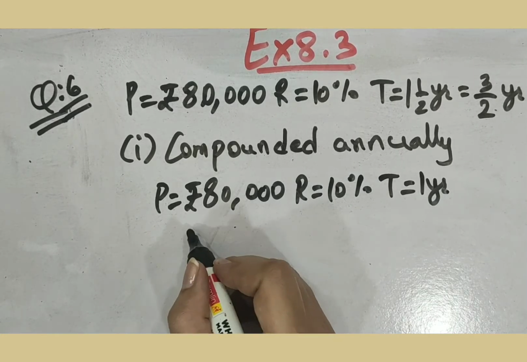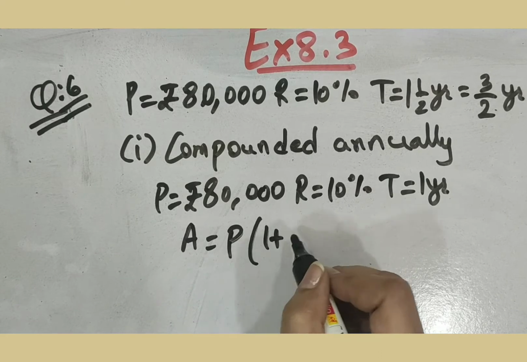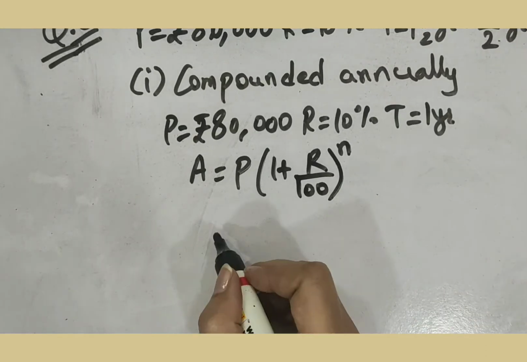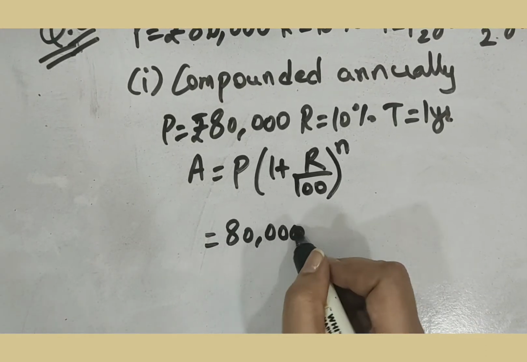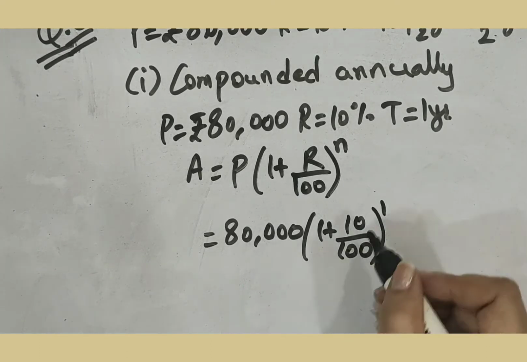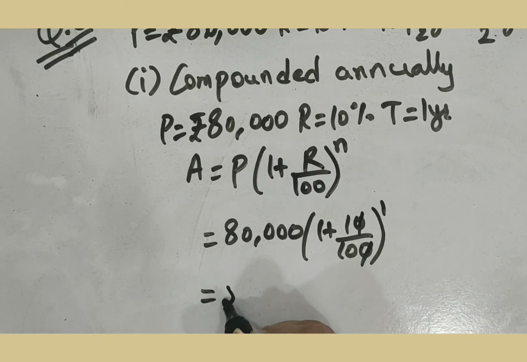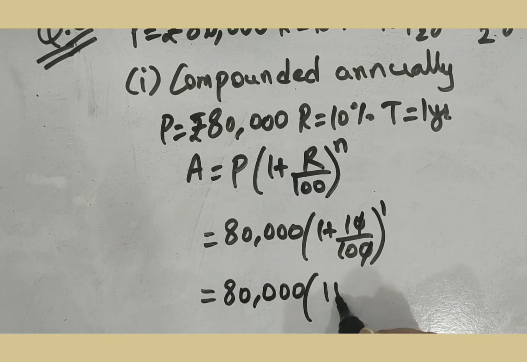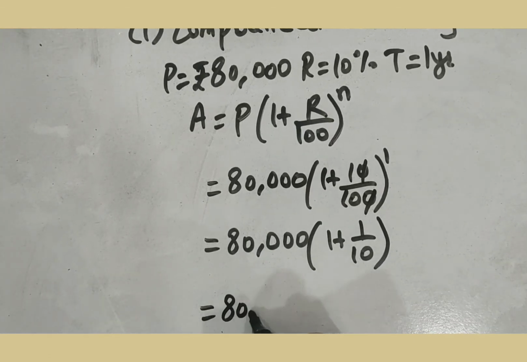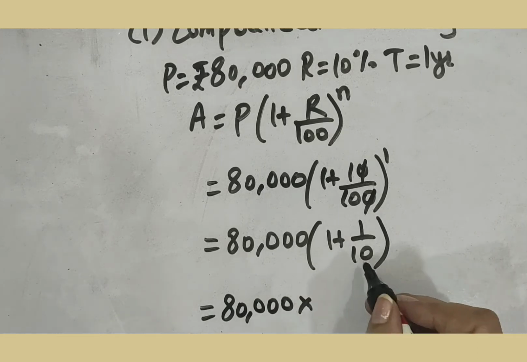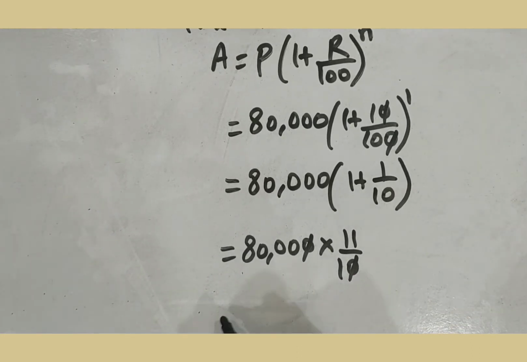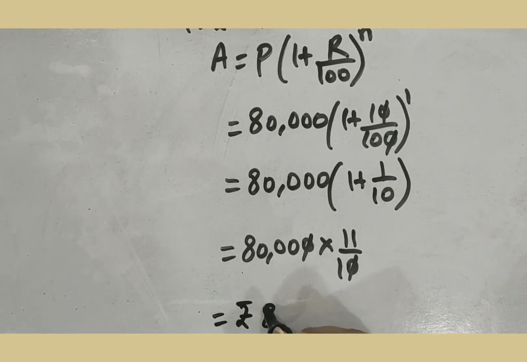So for 1 year it will be principal is 80,000, rate is 10% and my time will be 1 year. So amount will be equal to P into 1 plus R upon 100 whole raised to n. So that will be equal to 80,000 into 1 plus 10 upon 100 whole raised to 1. 0 will get cancelled. So I will get 80,000 into 1 plus 1 upon 10. So if I take LCM, I will get 80,000 into 11 upon 10. So if I cancel 0, I will get rupees 88,000.